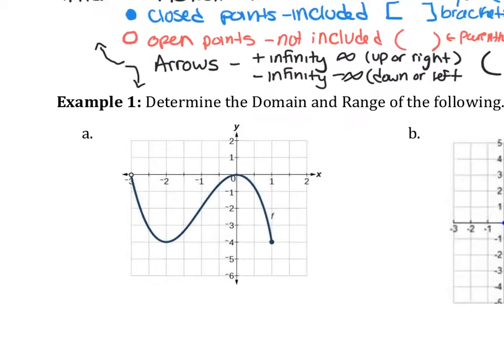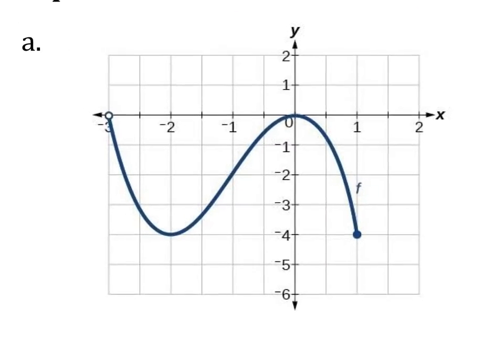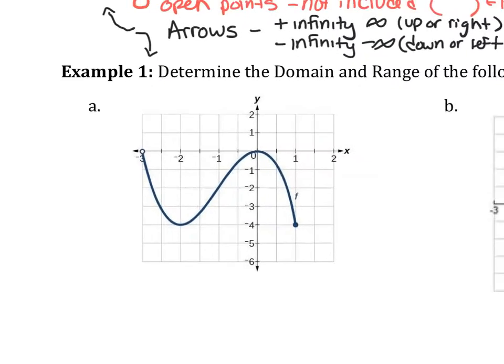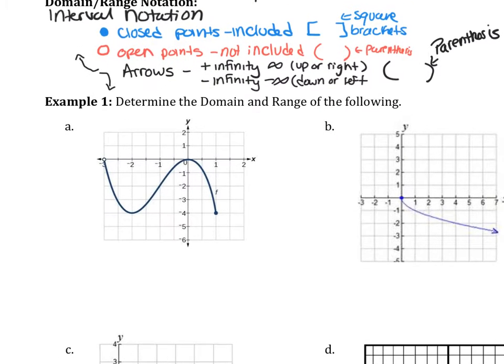Okay, so if we look at example 1a, we have our graph. So we don't have any arrows. This is where it just has a stopping point on each side. So our domain is dealing with our x values. And we go from left to right. So looking at our graph, the furthest left our graph goes is -3. And the furthest right our graph goes is 1.